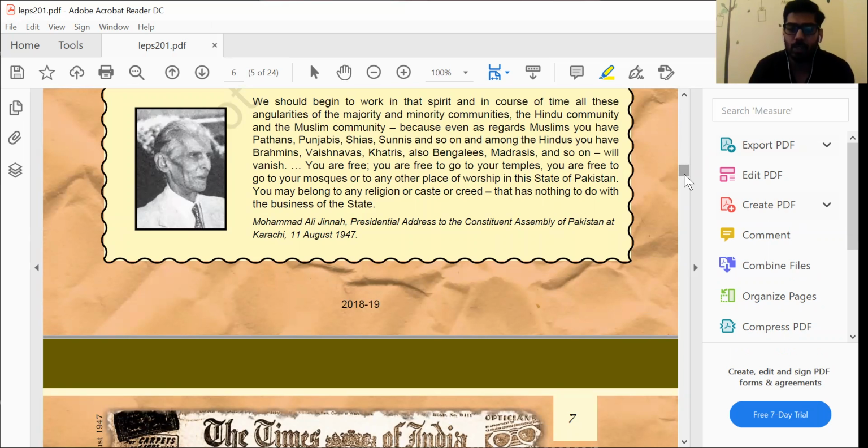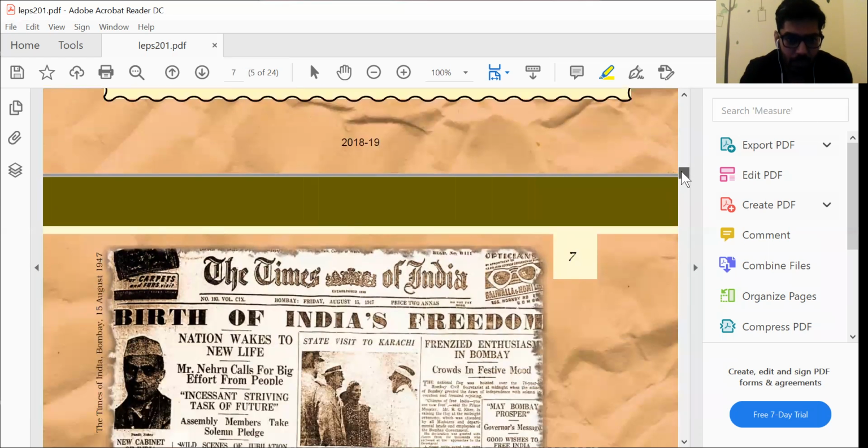Now this is Muhammad Ali Jinnah, and he also talked about something similar for his country Pakistan. You see, even as regards Muslims, you have Pathans, Punjabis, Shias, Sunnis. He's trying to address the diversity in his country. Actually, what he said and what the country did is entirely different, but we are not concerned with this in this chapter. So we'll skip it.